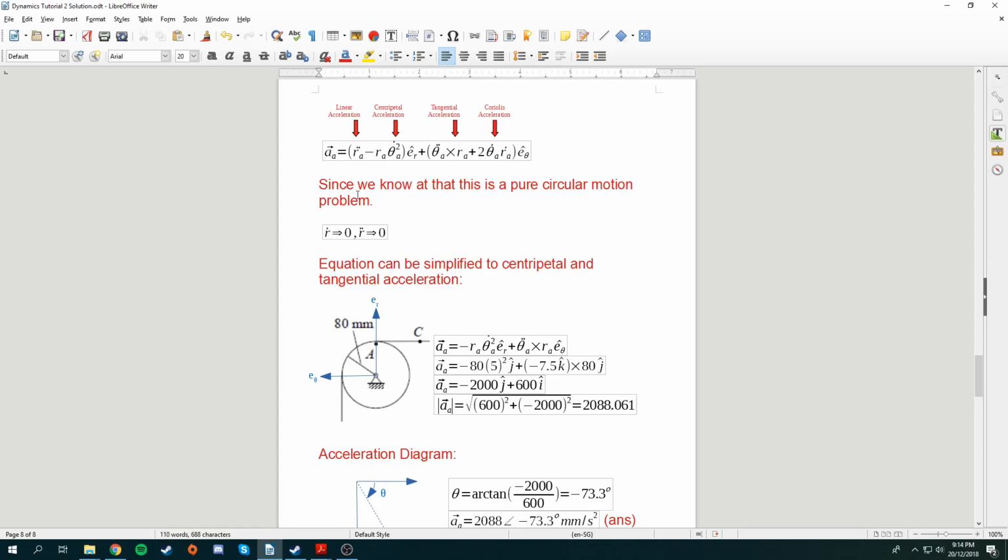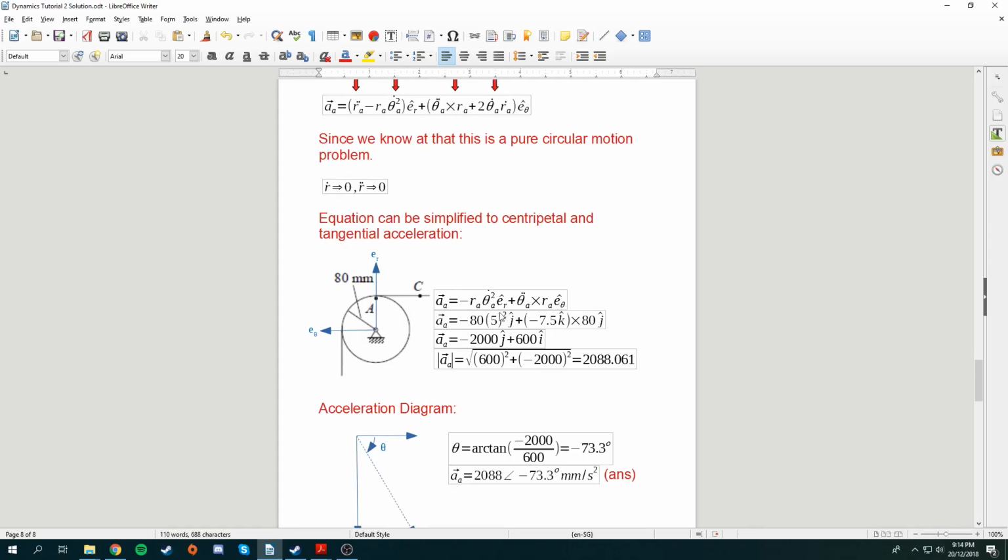So at this point, I know that this is a pure circular motion. Hence, I can say that r dot is 0 and r double dot is 0, because this is moving in a circle, it doesn't cut into the radius. Hence, r dot and r double dot are 0. I can simplify this whole equation into centripetal and tangential acceleration. So what I have left is just the centripetal acceleration and tangential acceleration. So I'll put the formula over here.